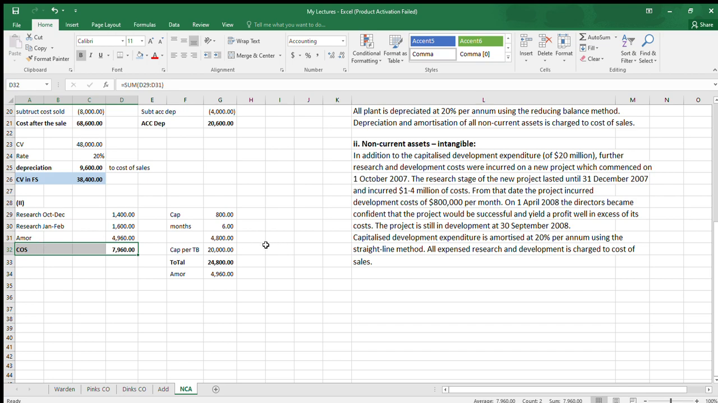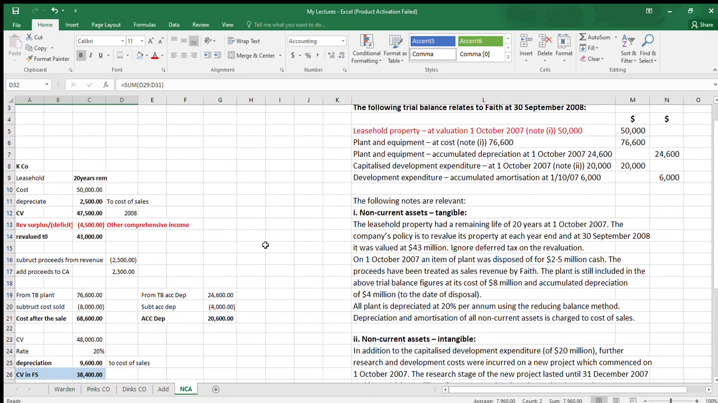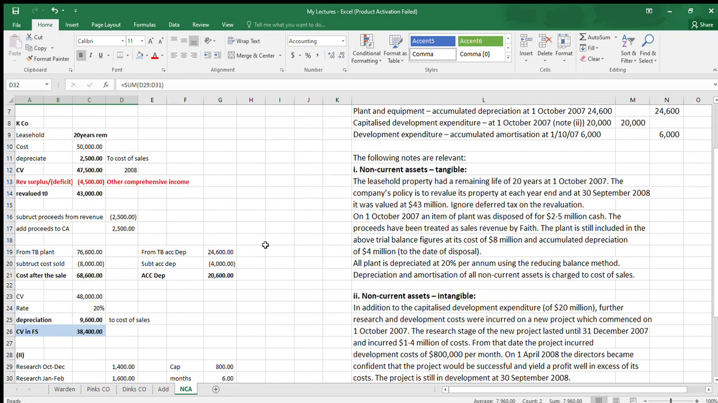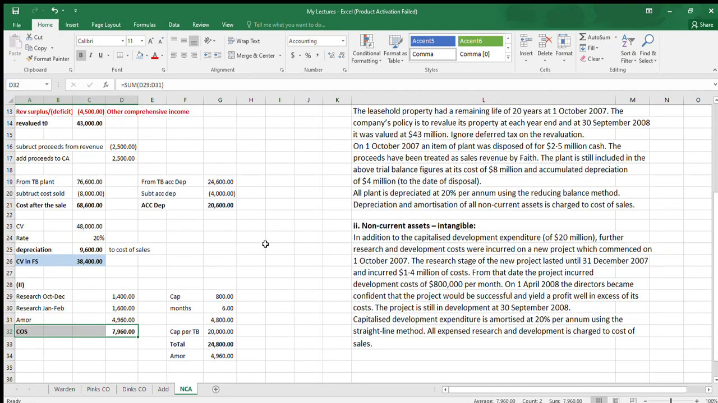So that's all you need to know about the non-current assets. That's revaluation and how to capitalize and whatever.